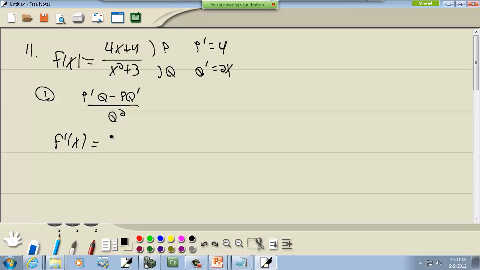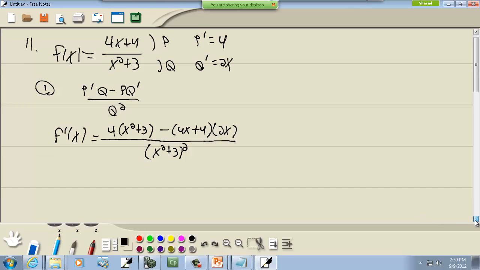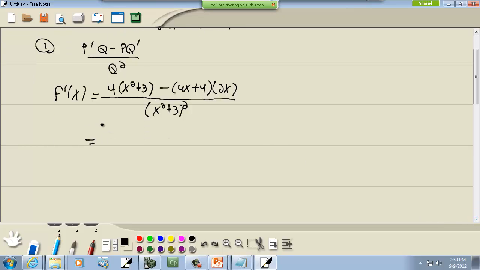So f prime of x: p prime was 4, q is x squared plus 3, minus p, which is 4x plus 4, times q prime, which was 2x, over q squared. So we got x squared plus 3 squared. Okay, so we got 4 times x squared plus 3. Now I can factor a 4 out of this, and that leaves us x plus 1 over this.